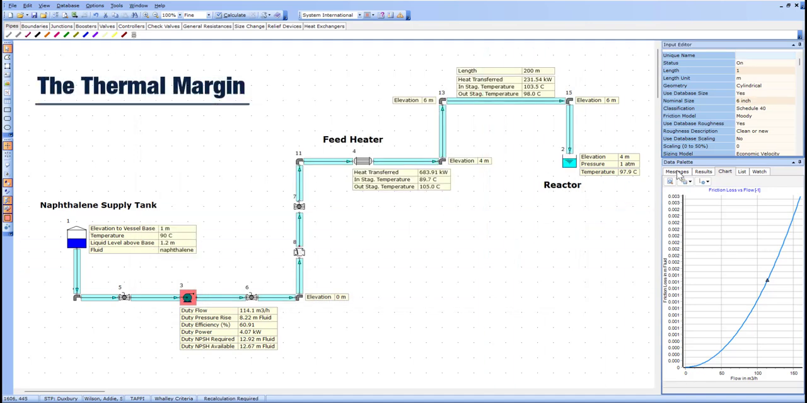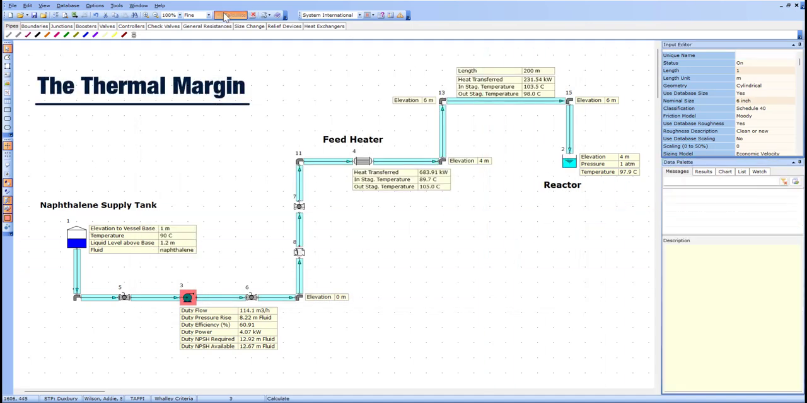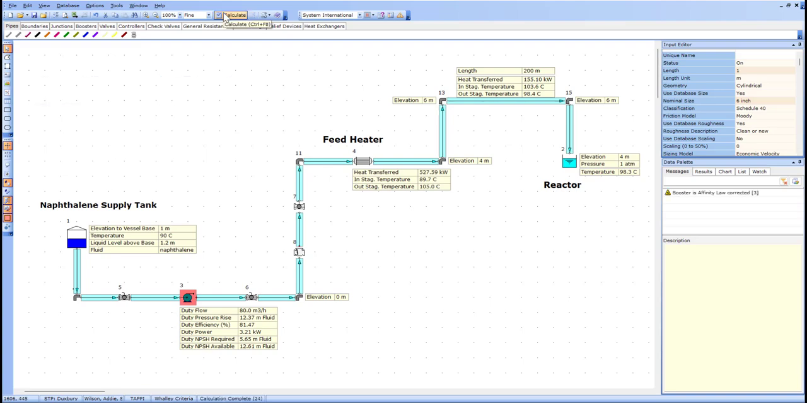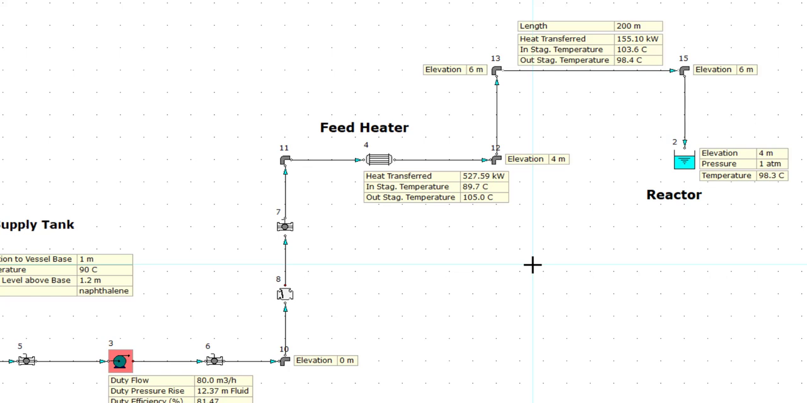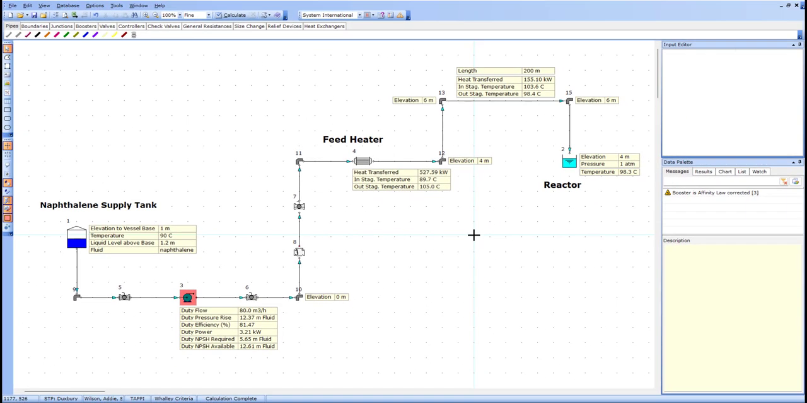For molten naphthalene, hydraulic performance is only half the design. The thermal design is just as important. The feed heater raises the fluid to 105 degrees Celsius, giving a margin above the 80 degrees Celsius solidification point. But that margin is relatively small. If too much heat is lost downstream, the naphthalene can begin approaching its solidification temperature before reaching the reactor. That's why the model evaluates heat loss as well as pressure loss.